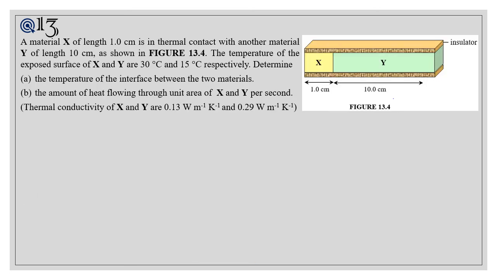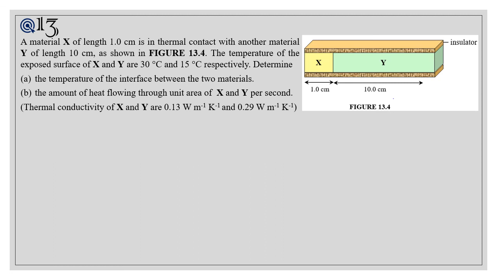Okay, we are now at the last question for this tutorial. So question number 13. A material X of length 1.0 cm is in thermal contact with another material Y of length 10 cm as shown in figure 13.4. The temperatures of the exposed surfaces of X and Y are 30 degrees Celsius and 15 degrees Celsius respectively.